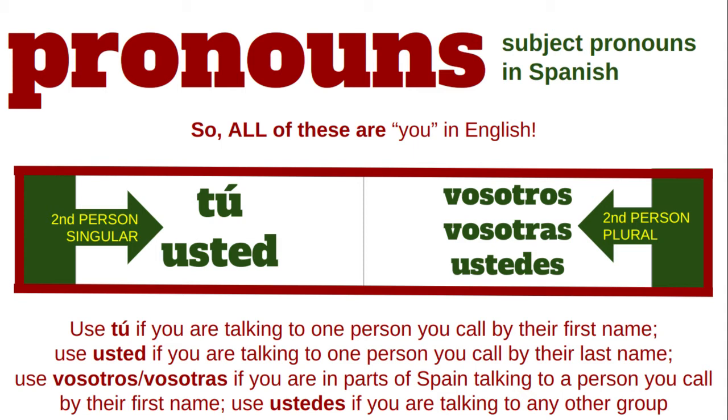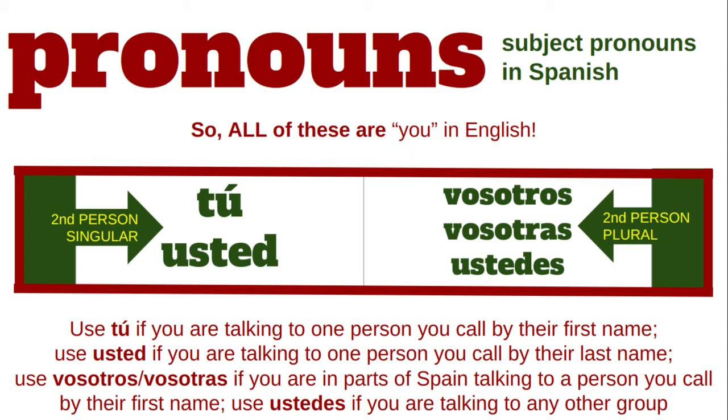We use vosotros and vosotras only in parts of Spain when talking to a group of people that you call by their first name. And we use ustedes if we're talking about any other group, a group of people we call by their last names, or any type of group outside of those parts of Spain that use vosotros.